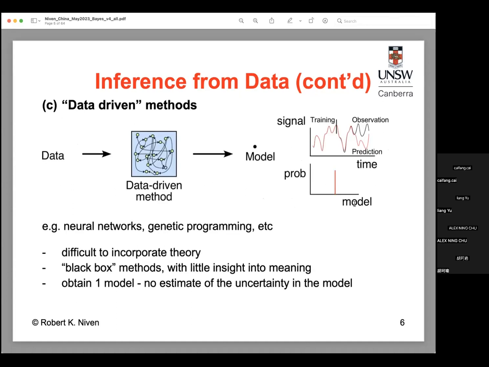There are a number of data-driven methods that are very popular now in the literature, particularly based on neural networks and so forth. But once again, first of all, they're difficult to incorporate theory into. They really are data-driven, which implies that quite possibly we haven't even considered the theory. They tend to be described as black box methods with little insight into their meaning. And again, we only obtain one model, and so generally we don't get any estimate of the uncertainty in the model.